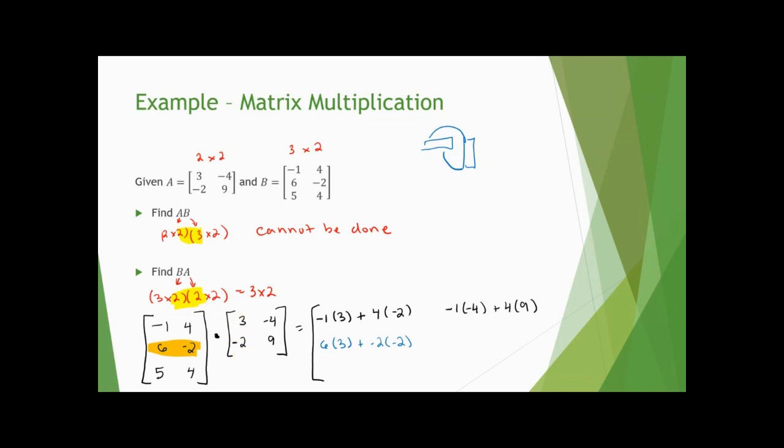Once I've written that down, then I'm going to take that same row, but multiply it by the second column. So I always start with the 6, and then that one's getting multiplied by the -4, and then -2 by the 9. And you might start to see a pattern forming here.